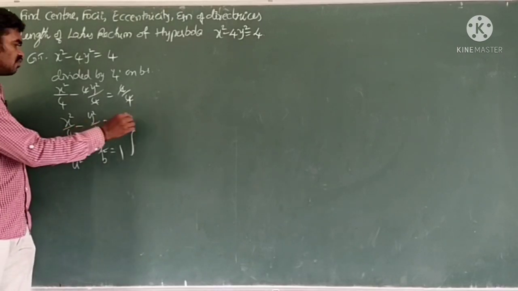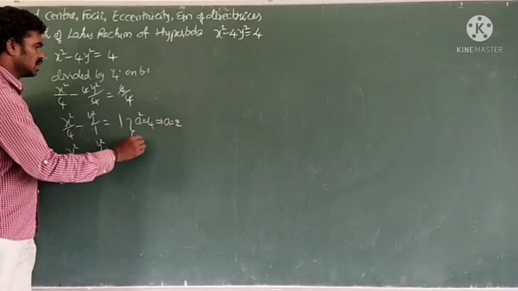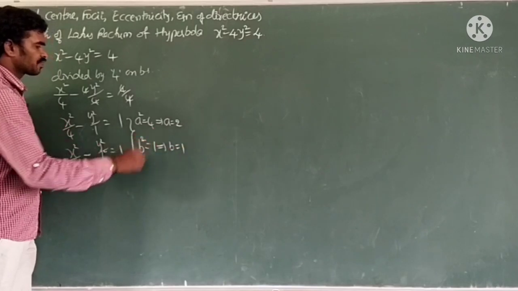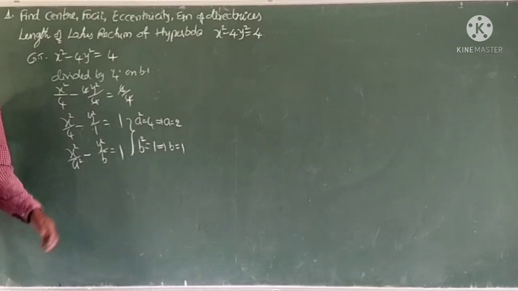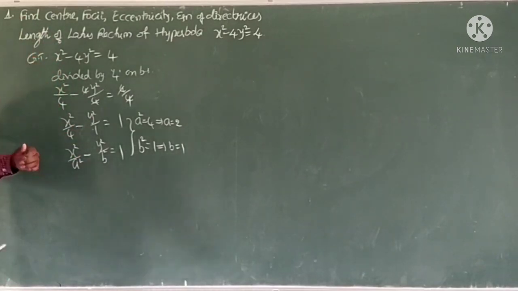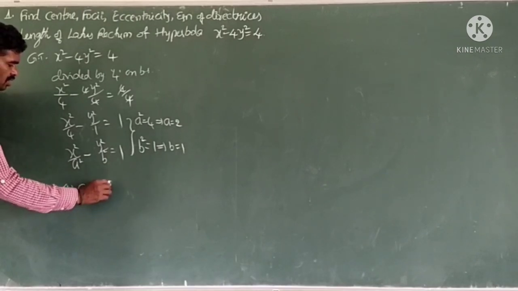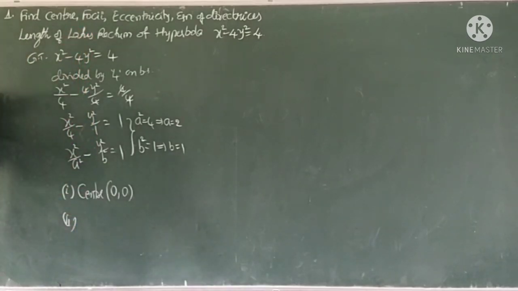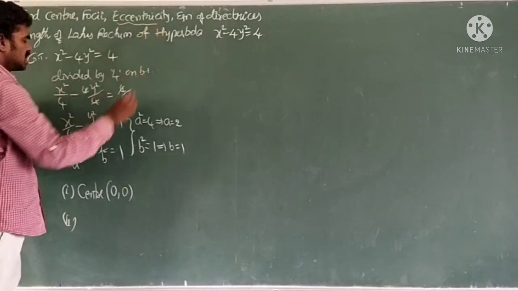So a square is 4, that means a is 2. Next, b square is 1, that means b equal to 1. So we found the a value, b value, and a square, b square. What is the center? The center is obviously 0, 0. First one is center 0, 0. What is the second question? Foci. Foci is plus or minus ae, 0. Here we don't know the e value, that's why we first find the eccentricity.